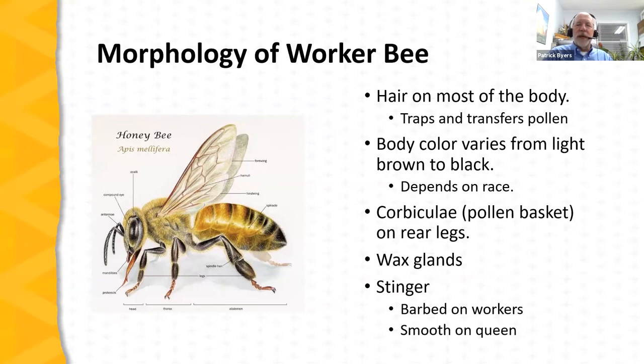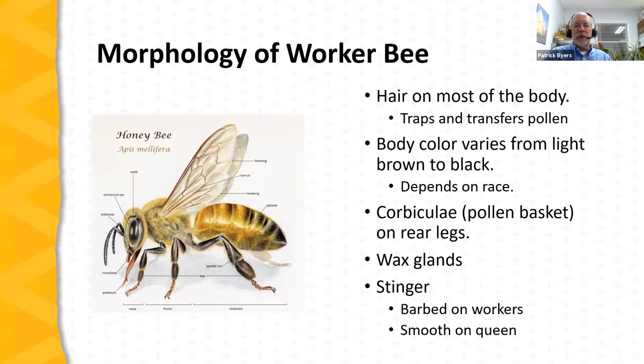Now, the stinger anatomy, which we'll see here in a moment, is barbed on workers. And a worker can only sting once. If a worker bee stings, the barbs on the stinger stay behind in whatever the worker bee stung. And as the worker bee draws away, it actually pulls out the venom sac and a portion of the honeybee's anatomy. And the worker bee then quickly dies.